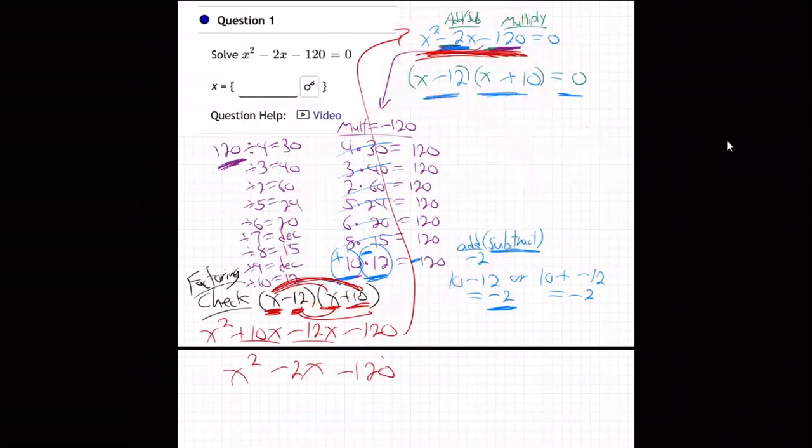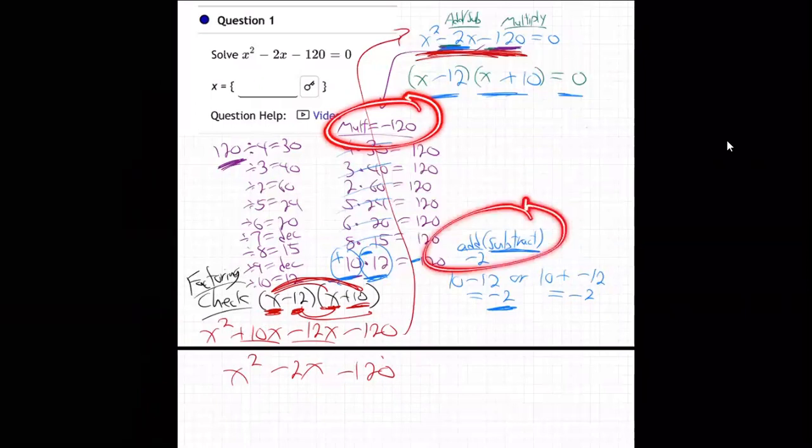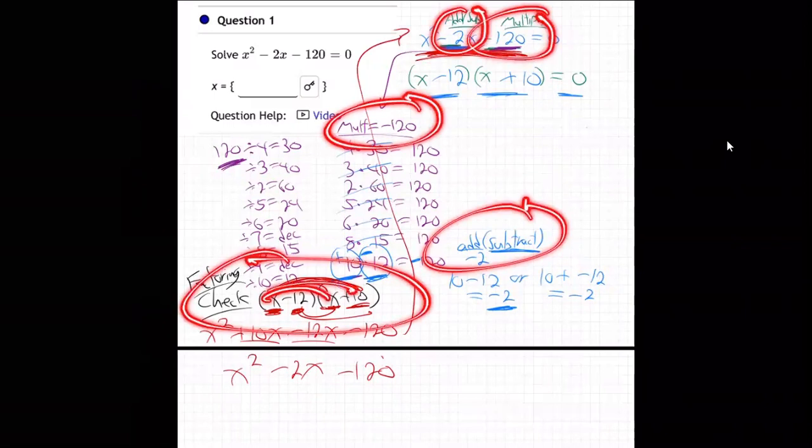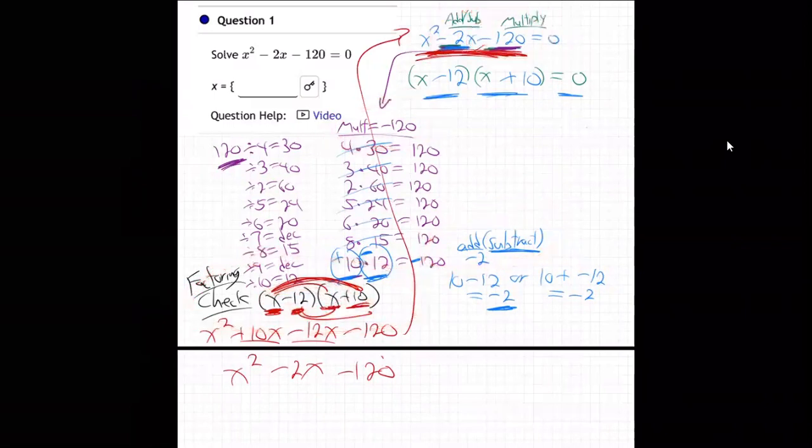You see why that multiply-add thing works? Where did that minus 120 come from? These guys multiplied, didn't they? 12 times 10. Where did that minus 2 come from? These two guys added, 10 minus 12, right? That's why from the beginning I said we're looking for two numbers that multiply to be minus 120 and add to be negative 2. The middle is always what comes from adding, and the back number is always what comes from multiplying when you FOIL, when you do first to both, second to both. That's just what happens. Okay, great.